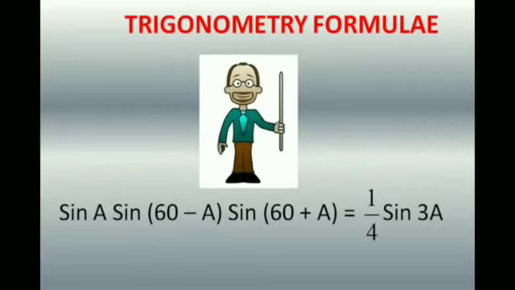sin a into sin(60 minus a) into sin(60 plus a) is equal to 1 by 4 sin 3a. You will see the problem. Suppose sin 20 into sin 40 into sin 80 is given. What can you write? sin 40 can be written as sin(60 minus 20), and sin 80 can be written as sin(60 plus 20). So you can directly apply the formula 1 by 4 sin 3a, with 3 into 20 degrees. So it will be 1 by 4 sin 60 degrees. You just see, if it is following a pattern in a particular problem, you apply the formula.